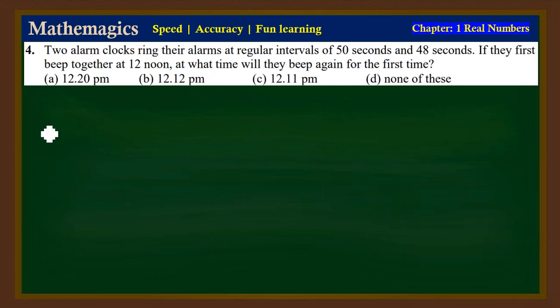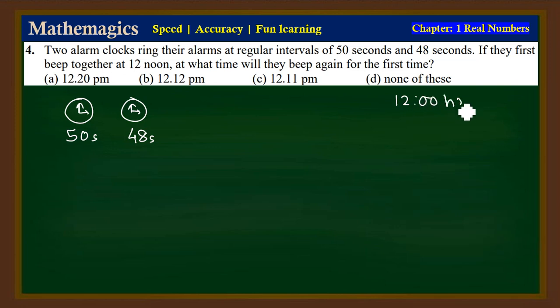Now let us come to question number 4. Two alarm clocks ring their alarms at regular intervals of 50 seconds and 48 seconds. The first alarm clock rings at an interval of 50 seconds, and the other takes 48 seconds. If they first beep together at 12 noon, it means the time is 12:00 hours. At what time will they beep together again for the first time?